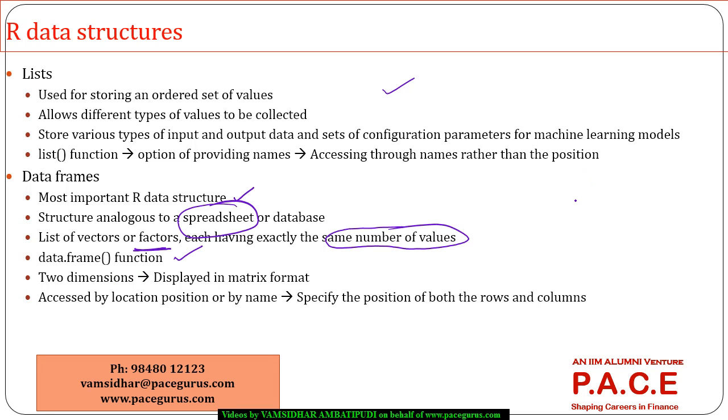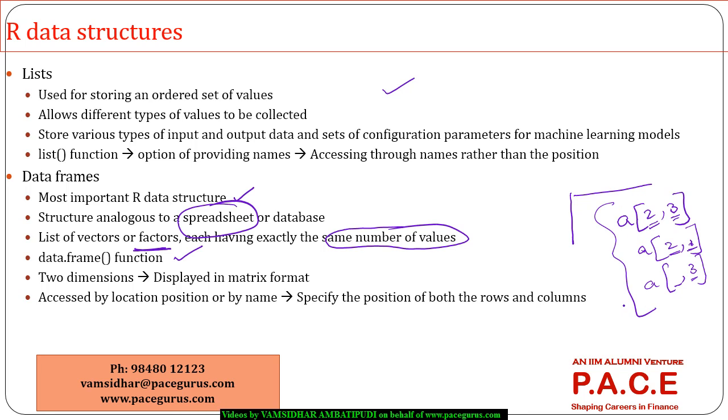So a data frame is always two-dimensional. It has rows and columns. So it's always displayed in the form of a matrix. So I can always access the data frame A of 2, 3, which means bring out the second row and the third column value for me. Or if I say A of 2, blank, it means pull the second row and all columns. Or if I say comma 3, pull all the rows, third column values. So this is how I can access the data frame.